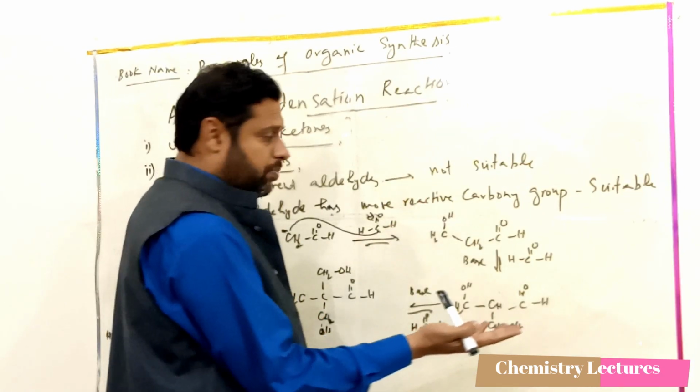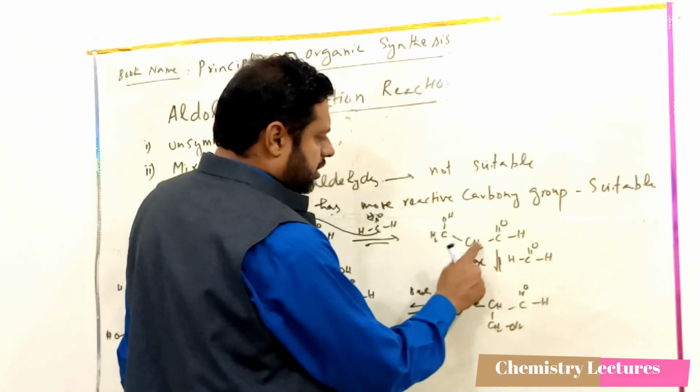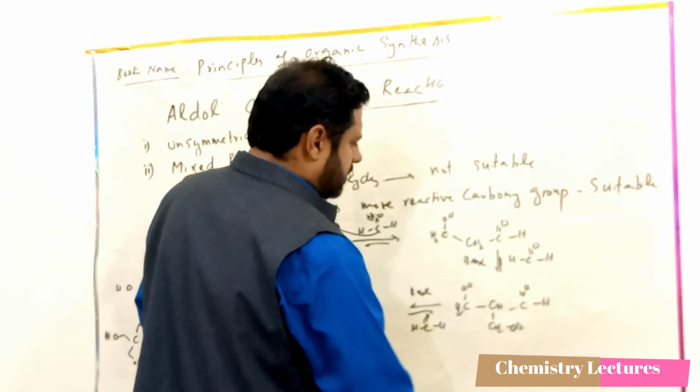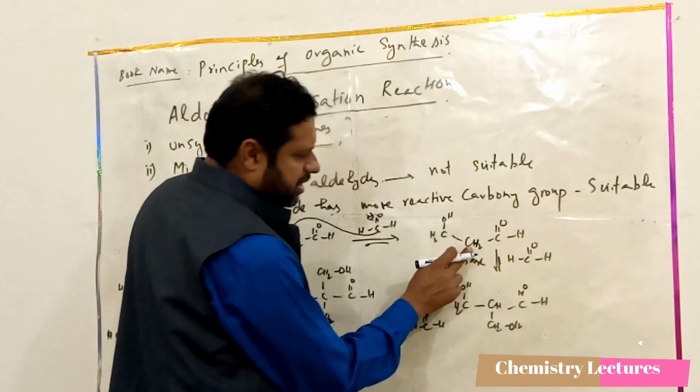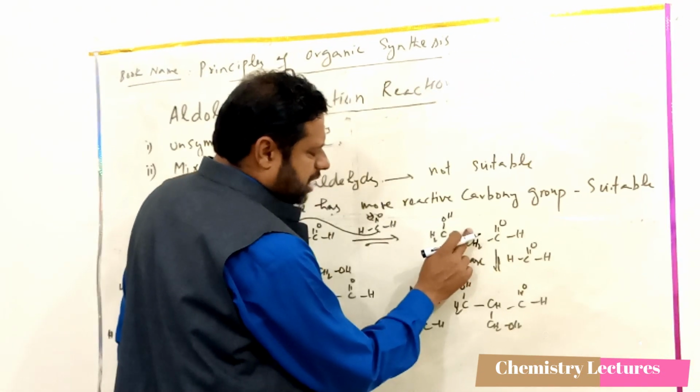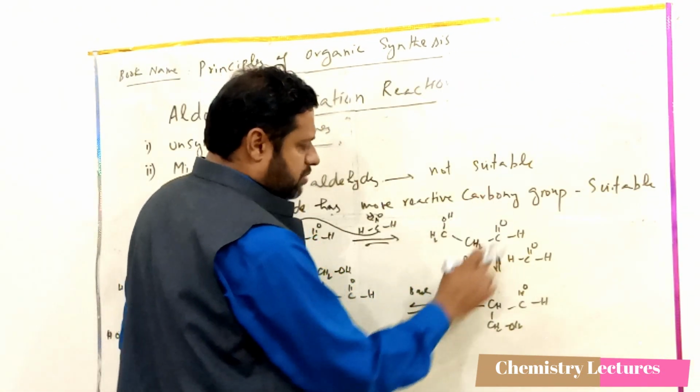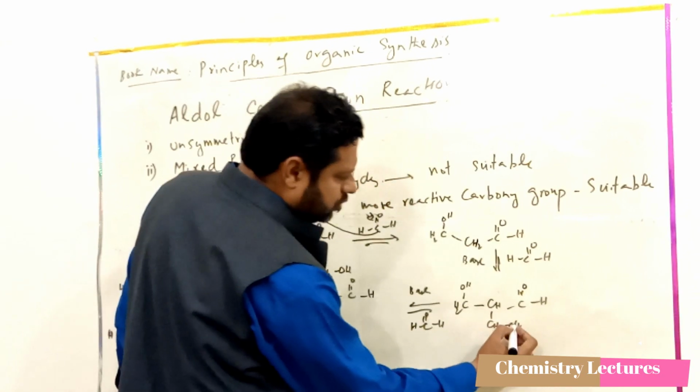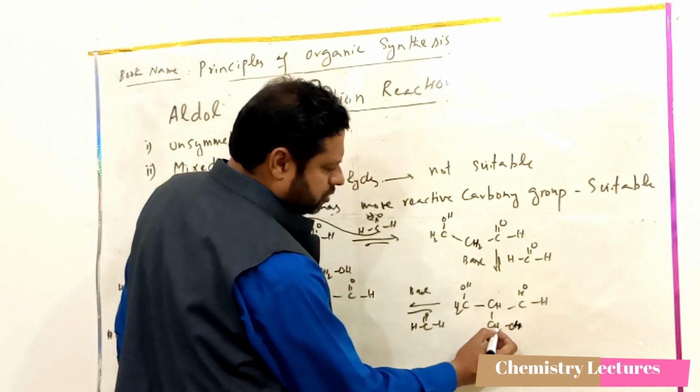The reaction will not stop at this step, and the base will further remove one proton from this carbon, which is a carbene ion, and the carbene ion is formed. This carbene ion attacks another molecule of formaldehyde, and another CH2OH from formaldehyde becomes attached to this one.